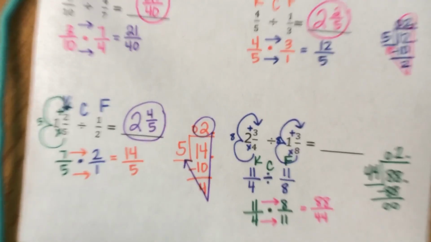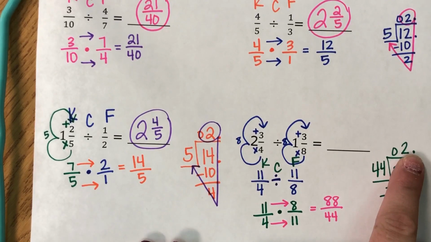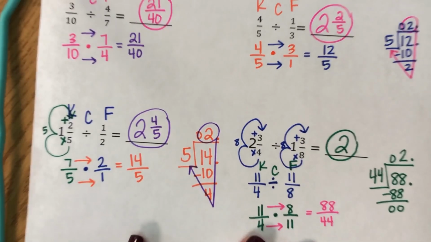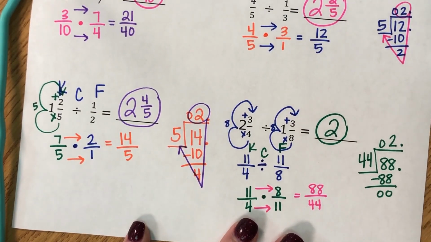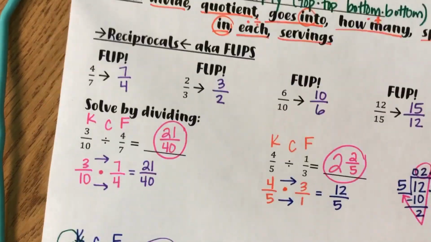And I do not have a remainder. So instead of having a mixed number, I'm just gonna have a whole number. So my answer for this problem is simply 2. Okay, because it would be 2 and 0/44, and 0/44 is not a thing. Okay, and that is how we divide fractions.